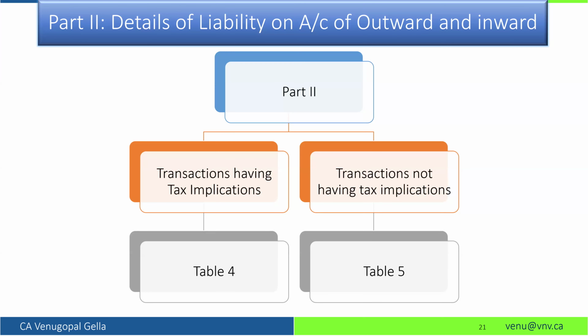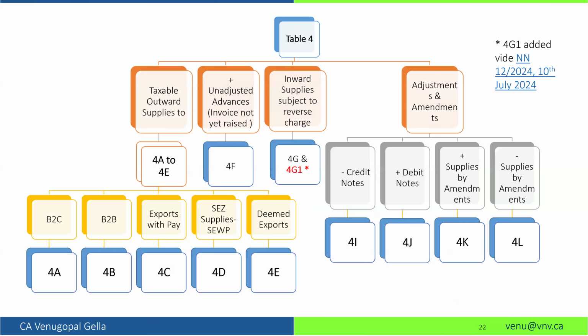Before issues, let's see the subtables of table 4, because we also need to know where we have to report the values in the subtables. So when it comes to the subtables of table 4, 4A to 4E is our gross turnover. 4A B2C, 4B is B2B, 4C is exports with pay, 4D SEZ with pay, 4E deemed exports. This is our turnover broadly.